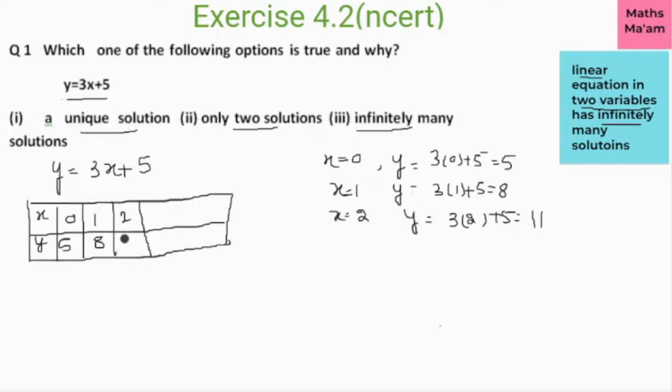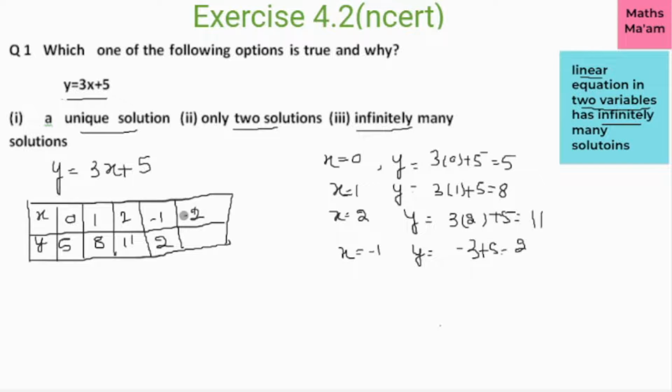If we put minus 1, then what will happen? We have x is equal to minus 1, then y would be equal to minus 3 plus 5, which is equal to 2. So you can see that you can put any value of x, you can have any number of values of y also, right? So we can conclude from this that this linear equation has infinitely many solutions.